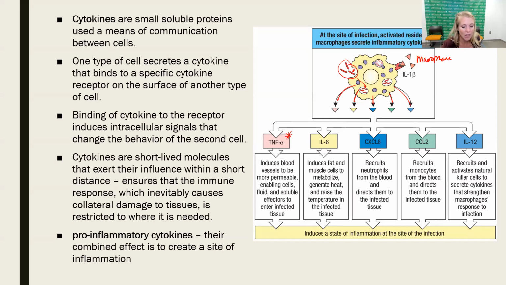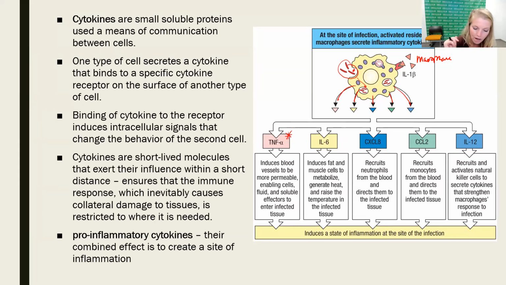But TNF-alpha, holy cow, if you're going to remember one cytokine that is going to increase inflammation, remember TNF-alpha. That is going to be very important in making those blood vessels permeable. And so they're going to enable cells and fluid and other effector proteins to be released into the area where the infection is occurring. And so these cytokines act in a very short distance. So this macrophage is going to be where the infection is happening. Those cytokines will be released where the infection is happening. And then the TNF-alpha will act in that area and cause the swelling to happen in that area.